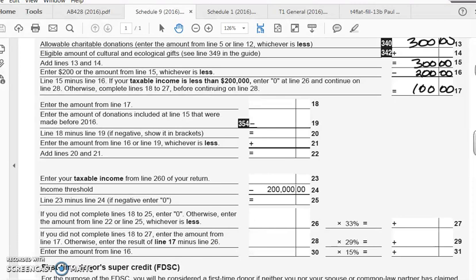The next stage here, we'll need to remember line 16 and 17. However, because we have less than $200,000, we can enter an amount of 0 here and move on. This next part here at 29% is line 17. That is $100. And underneath we've got $200 on line 30, because this is from line 16 and 17 above, right over here. 29% of 100 is $29, and 15% of 200 is $30.